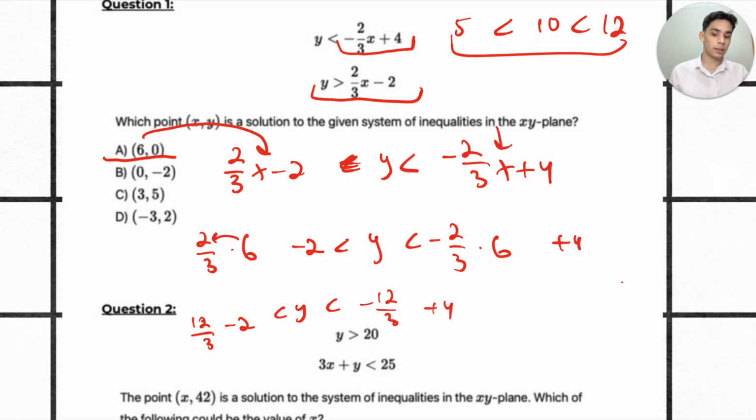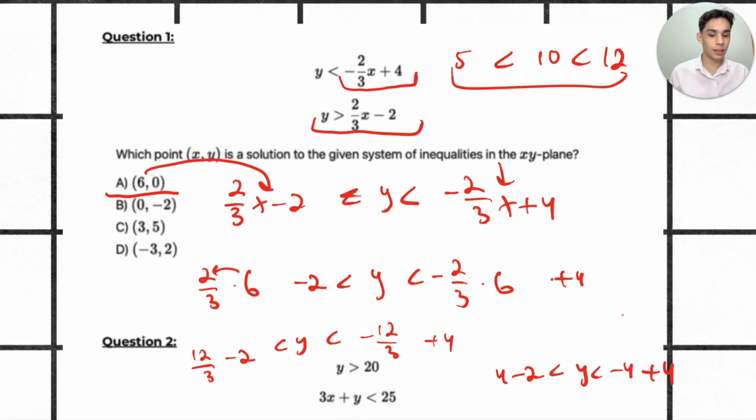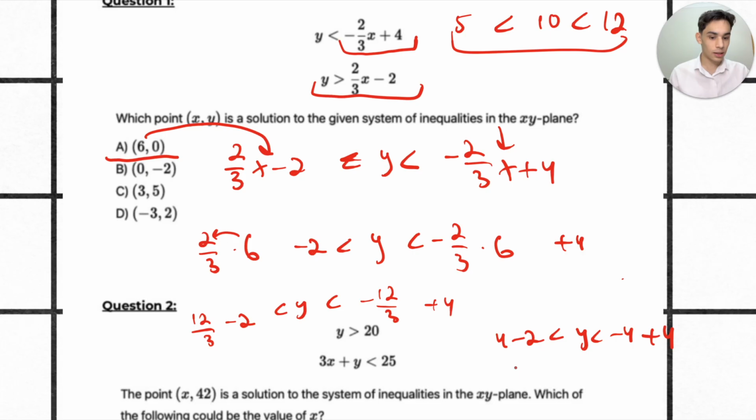And let me divide 12 by 3, which is 4, right? It will be 4 minus 2, and -4 plus 4, right? And if I simplify it even more, we will simply get 2 is less than y, and y is less than 0. This is not true, right? How can y be less than 0 and at the same time be greater than 2?